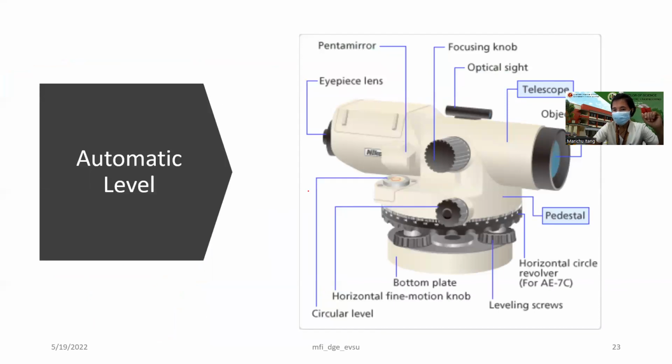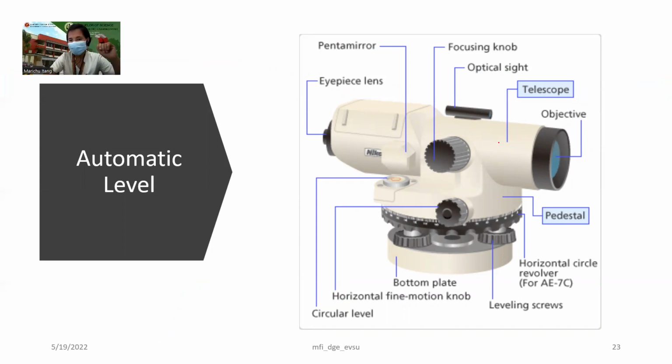These are the parts of an automatic level. We have here the telescope. Right here, we have the objective, the outer part of the telescope. It has a peep sight here, similar to the total station, so you can find your target when looking through the peep sight. We have the focusing knob. If you still cannot see your target, you can turn the focusing knob to adjust the telescope so that the crosshair becomes clear.